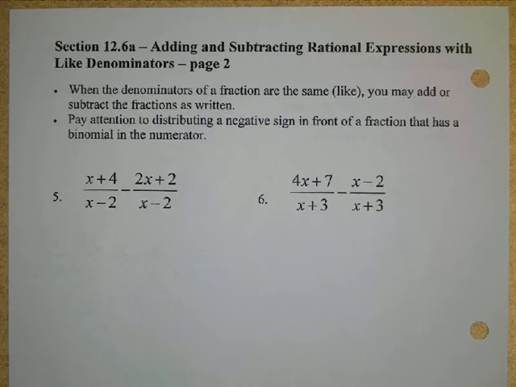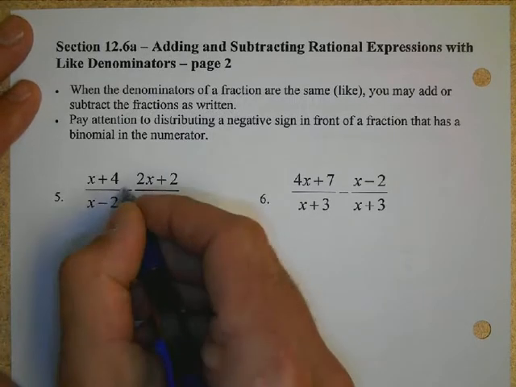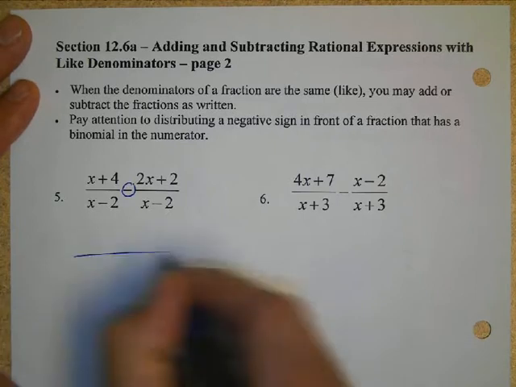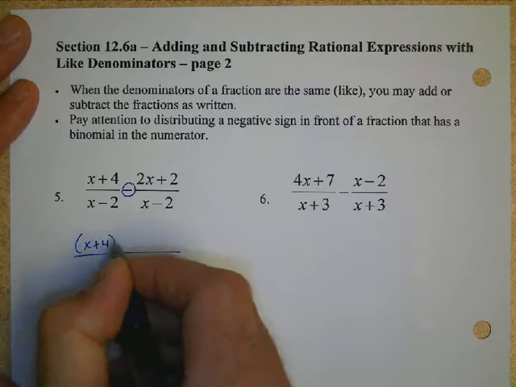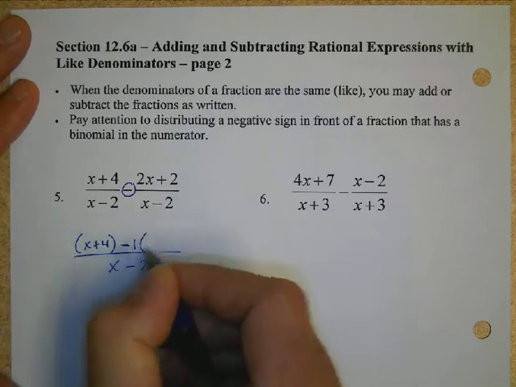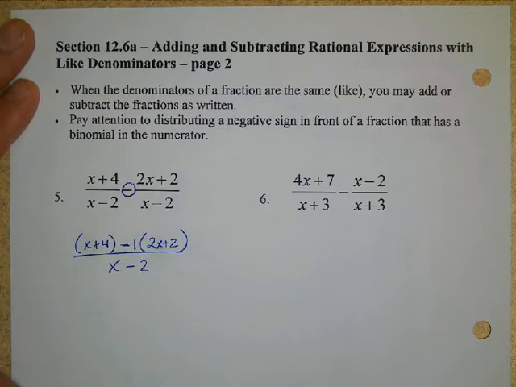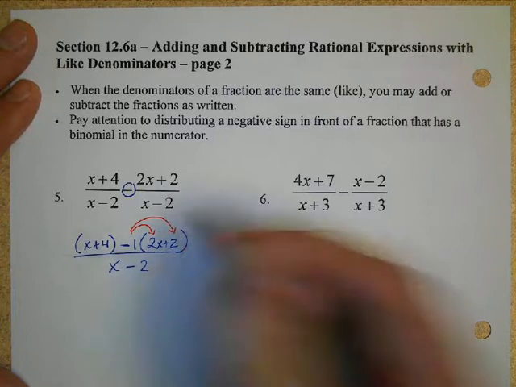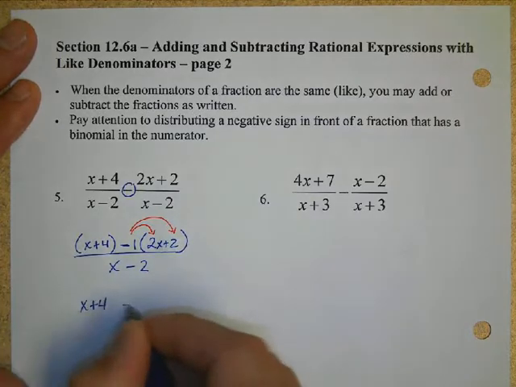As we continue to add and subtract rational expressions with like denominators, we have to consider what happens if we have a minus sign in between our two fractions. Well, what I want you to do is combine our two fractions in the top with parentheses. But we're going to put a minus 1 in between. And that minus 1 is going to be a very clear telltale sign that we need to distribute that negative 1 to both parts before we continue.